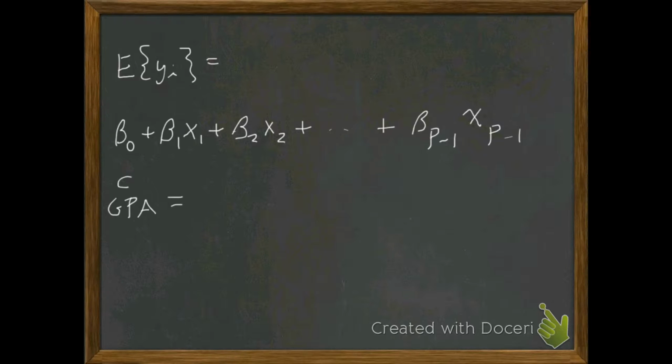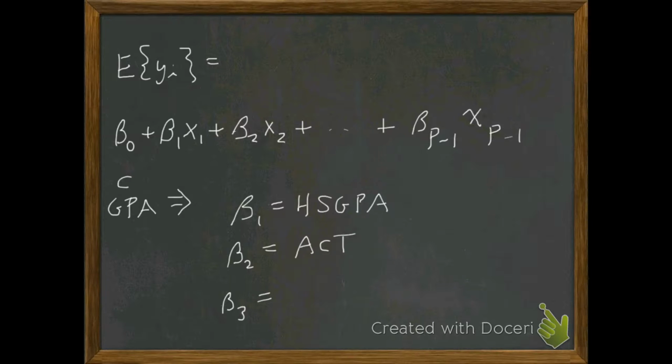person's college GPA, what we may want to do is let x1 be the high school GPA. We may want x2 to be their ACT or SAT. Beta 3, which actually, believe it or not, is a very good predictor of college GPA, is mother's and father's education level. So we could come in with as many predictors as we like.